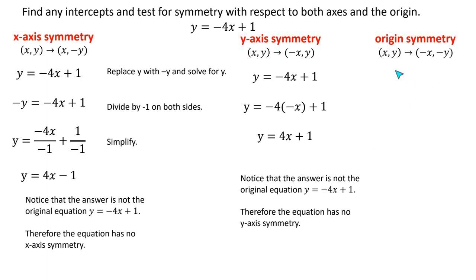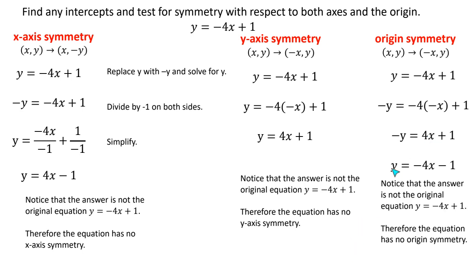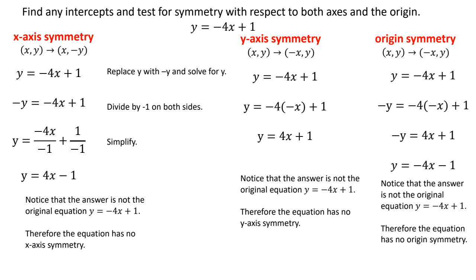Now for the origin, we have to change the x and the y. So let's go ahead and do that. Instead of positive y, I'm going to write negative y. Instead of positive x, I'm going to write negative x. And then I'm going to simplify. Negative negative is positive, divide by negative 1. So we get y is equal to negative 4x minus 1. This equation is not the same as the original, therefore it has no origin symmetry. Okay, so again, you could either use the graph or you can try the test.